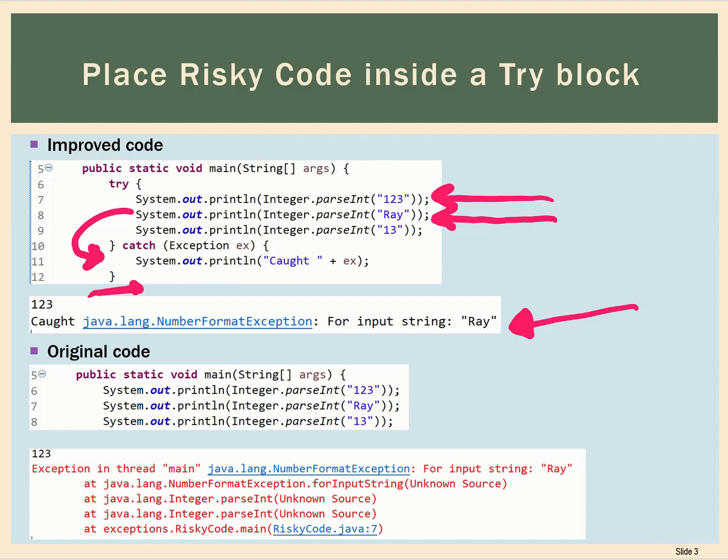So again, put risky code in the try-catch block inside of the try. If an exception were to happen, your program moves into an error state, control passes to the catch block, it tries to catch the exception, does the code inside the catch block, and then the program continues.